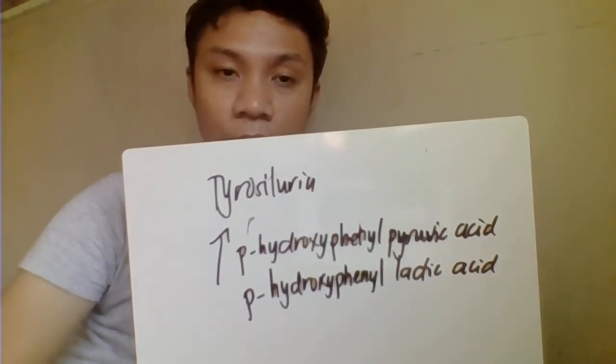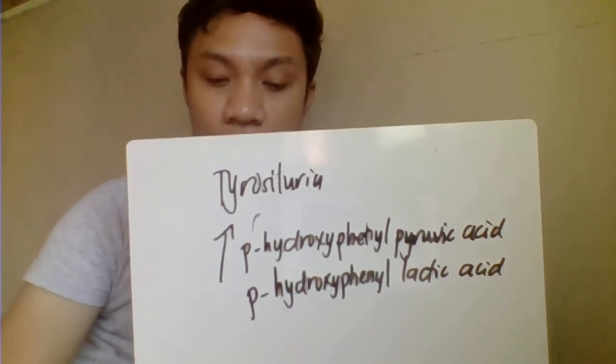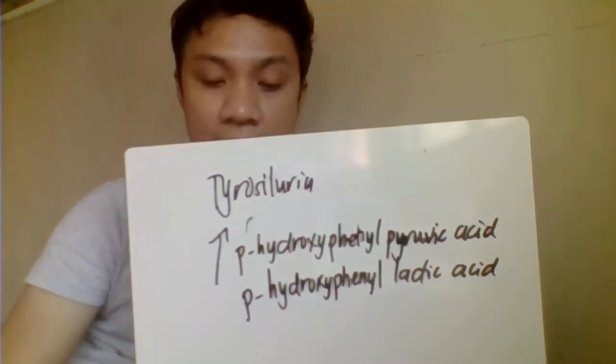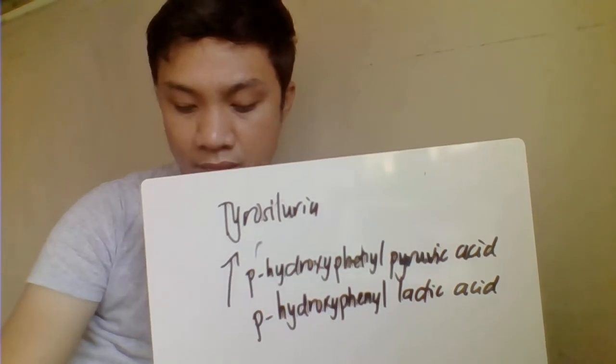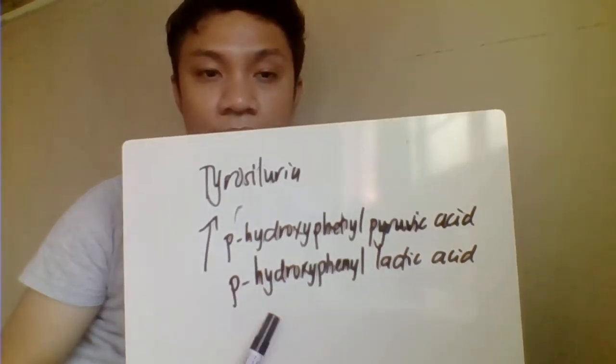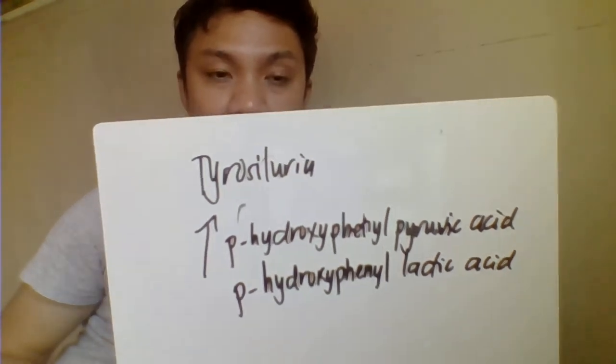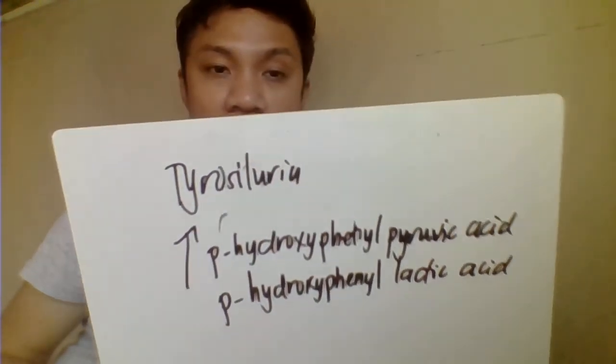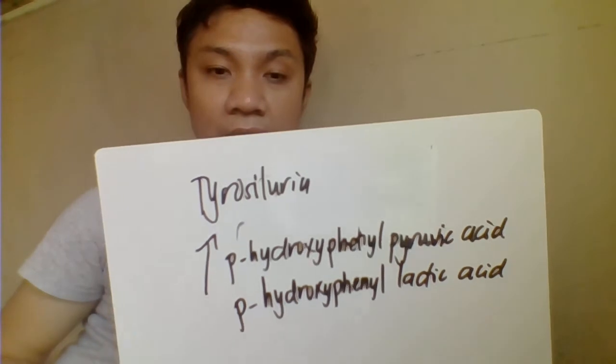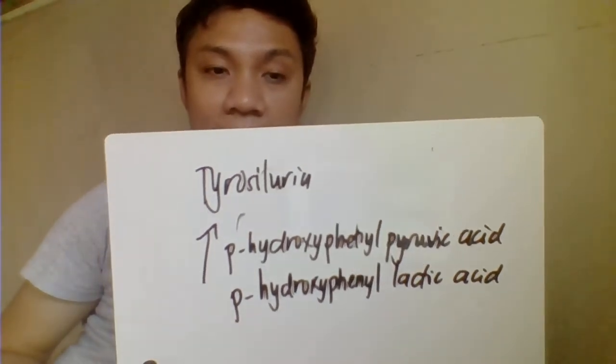Okay, so tyrosyluria is also characterized basically by an increase in tyrosine and its metabolites. These are the metabolites of tyrosine that would increase in the patient with tyrosyluria, tyrosinemia: para-hydroxyphenylpyruvic acid, para-hydroxyphenyllactic acid.